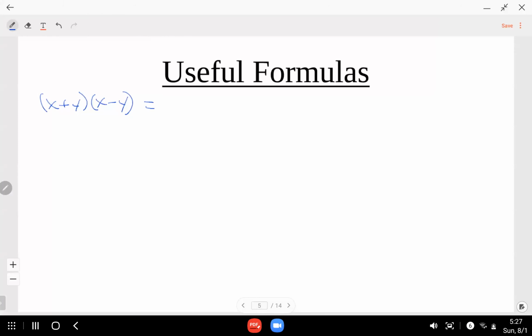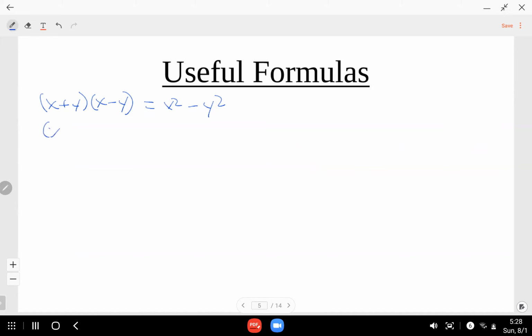Okay, so this is called the difference of squares. You see, when you multiply it out, you get x squared plus xy minus xy minus y squared. So these cancel out and you're left with x squared minus y squared. So if you have, say, 81x squared minus 16y squared, then it's going to be 9x plus 4y times 9x minus 4y. So it's kind of useful in that way when you're solving and simplifying.